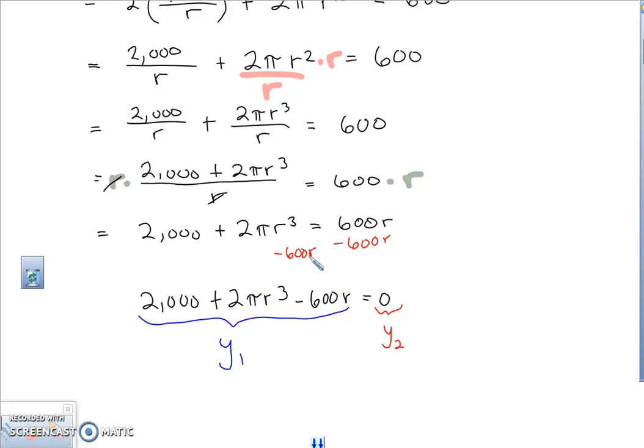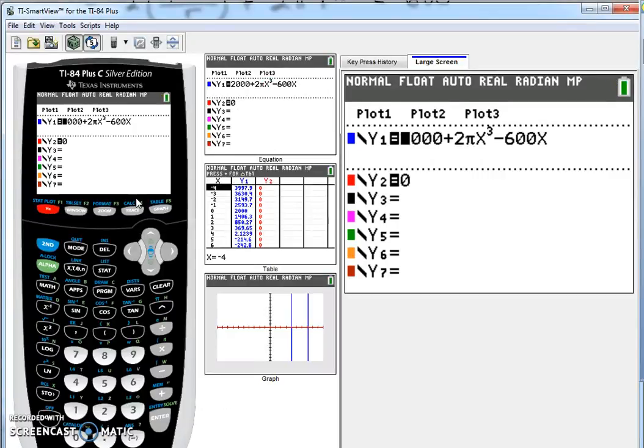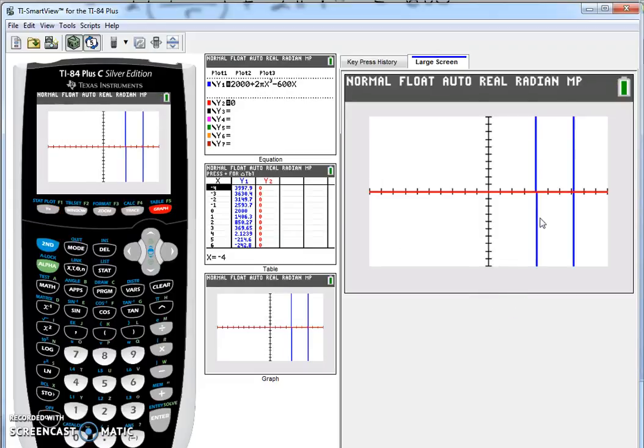Okay, so you would go to y equals, and for y1 there is the left side of the equation. Notice that instead of r cubed I have x cubed minus 600x, and then for the second equation I have just y2 equals 0. I'm going to hit graph, and there they are. So there's the left side of the equation, there's obviously y equals 0, and where they intersect, just like I said, those are your answers. So notice we're going to have two solutions here.